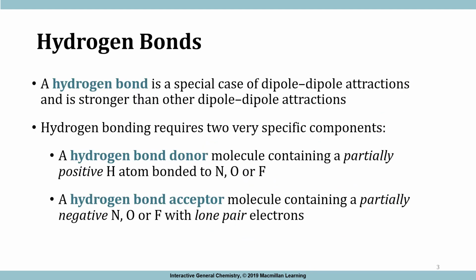The third type of intermolecular force is hydrogen bonds. This is a type of dipole-dipole attraction, but it is stronger than other dipole-dipole attractions because there is hydrogen bonding. In order for there to be hydrogen bonding, a hydrogen bond donor molecule containing a partially positive H atom must be bonded to a nitrogen, oxygen, or fluorine. A hydrogen bond acceptor molecule containing a partially negative nitrogen, oxygen, or fluorine with lone pair electrons needs to be connected to a hydrogen. So those are the two steps to have a hydrogen bond.